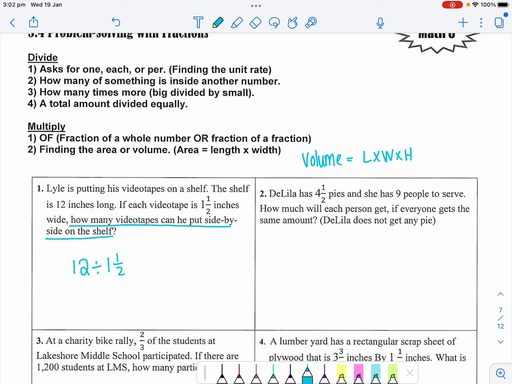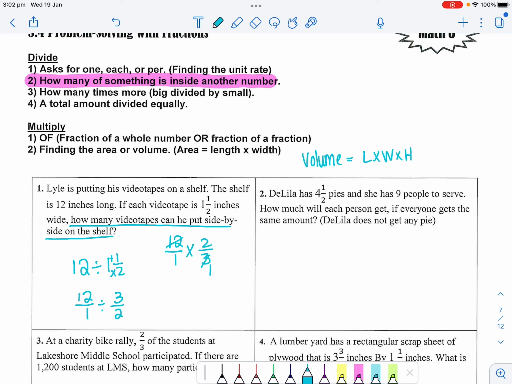That's the one from up above, number 2. That's this right here. How many of something is inside another number? So how many of those videotapes can I fit on that big shelf? So I'm going to change the 12 to a 12 over 1. And then it's going to be divided by 3 over 2, because 1 times 2 is 2, plus 1 is 3. And then it's going to be 12 over 1 times 2/3, because I'm going to keep change flip.